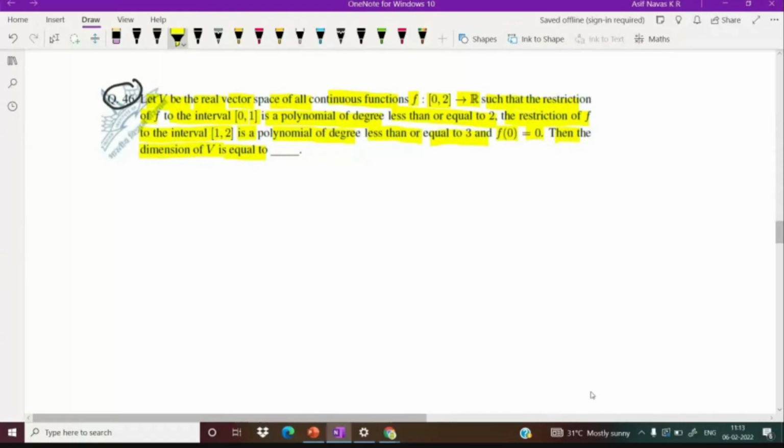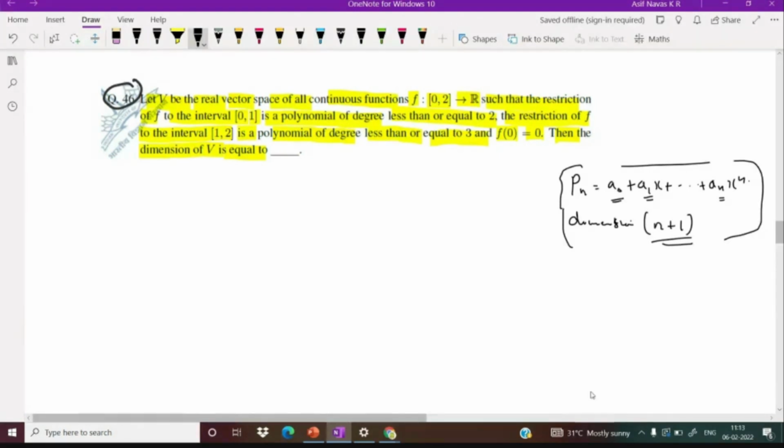So in order to find the dimension, we know that in a polynomial Pn, a0 plus a1 x plus etc. an x power n, the dimension is the number of free variables, right? So this a0 is a free variable, a1 etc. up to an. So the dimension is n plus 1 here. So the set of all polynomials of degree n has dimension n plus 1. So now in the question, for finding the dimension, you have to find the number of free variables. So now here is given our f of x.